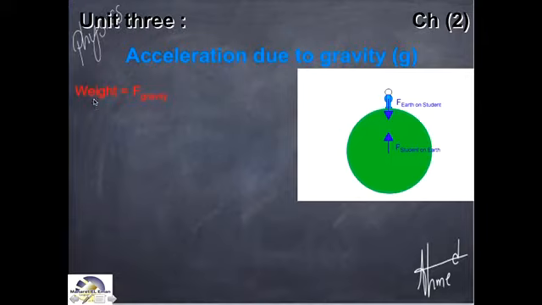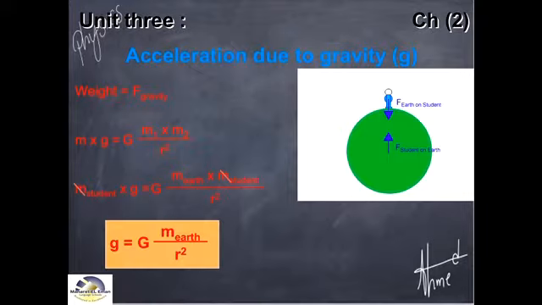So his or her weight equals the gravitational force attracting them. mg equals G m1 m2 over r squared. m student times g equals G m earth m student over r squared. I can exclude m student. Therefore, g equals capital G m earth over r squared. Of course, the r would be r plus h if you are standing at a high altitude.